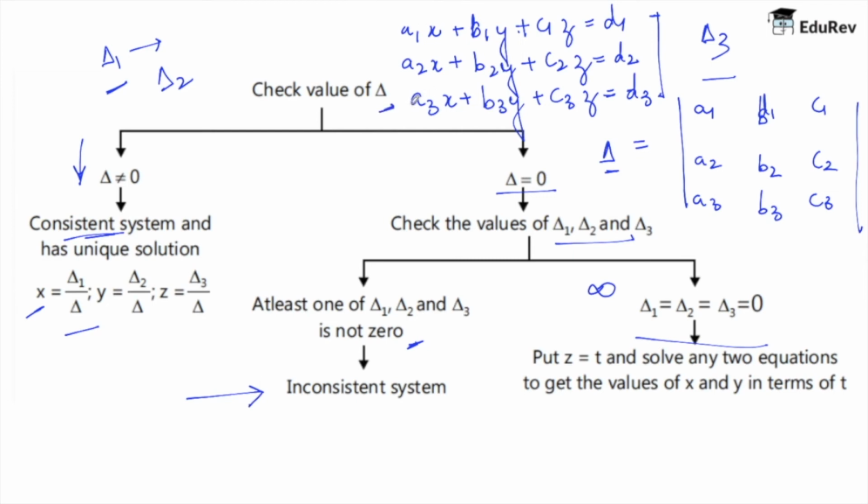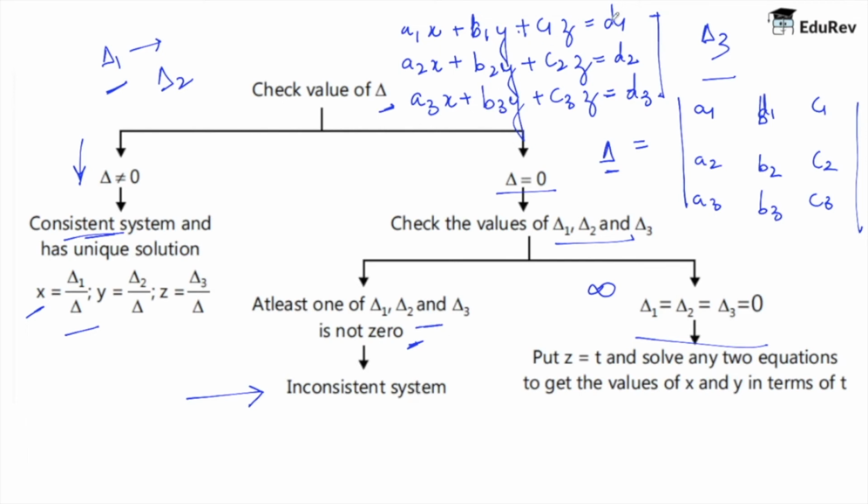So therefore, whenever we check the determinant, we need to see whether it is equal to 0 or not equal to 0. When it's not equal to 0, we will simply have a unique solution. When it is equal to 0, then we need to check the values of determinant 1, 2 and 3. When all the values are equal to 0, then we will have infinite solutions. Whereas when at least one of them is non-zero, we will have an inconsistent system.